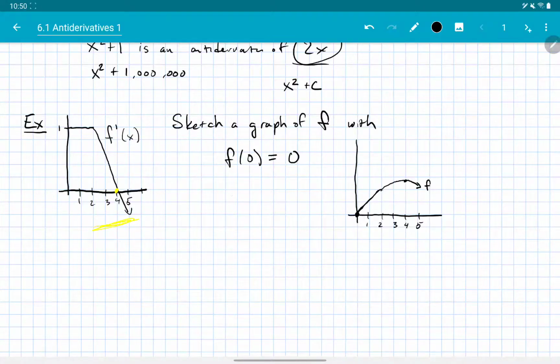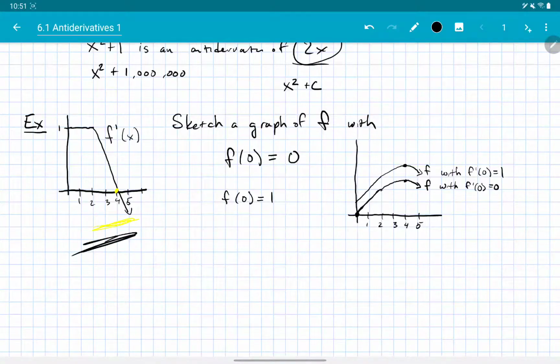Now, this is not unique. Instead, we could want f of 0 to be equal to 1. How would I draw that? Well, all I'm doing here actually is shifting the whole picture up by 1. So this would be a different f. This is f with f of 0 equaling 0, and this could be an f with f of 0 equaling 1. In both cases, the derivative is this picture over here.